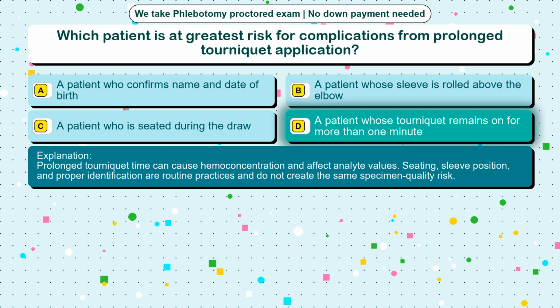Prolonged tourniquet time can cause hemoconcentration and affect analyte values. Seating, sleeve position, and proper identification are routine practices and do not create the same specimen quality risk.